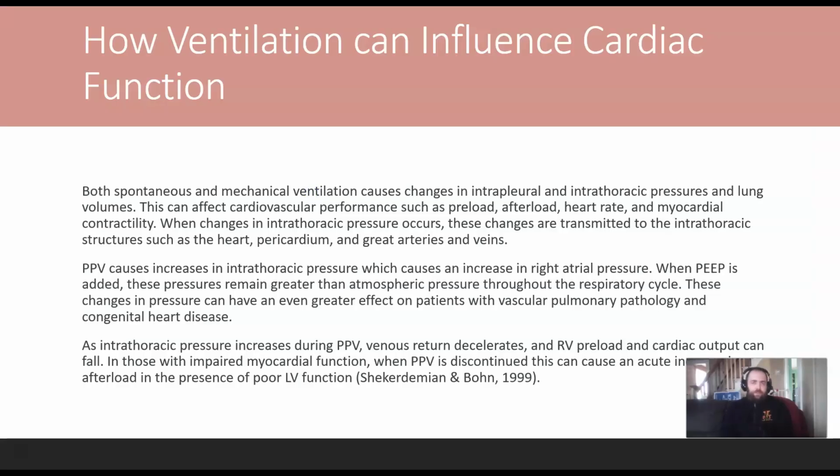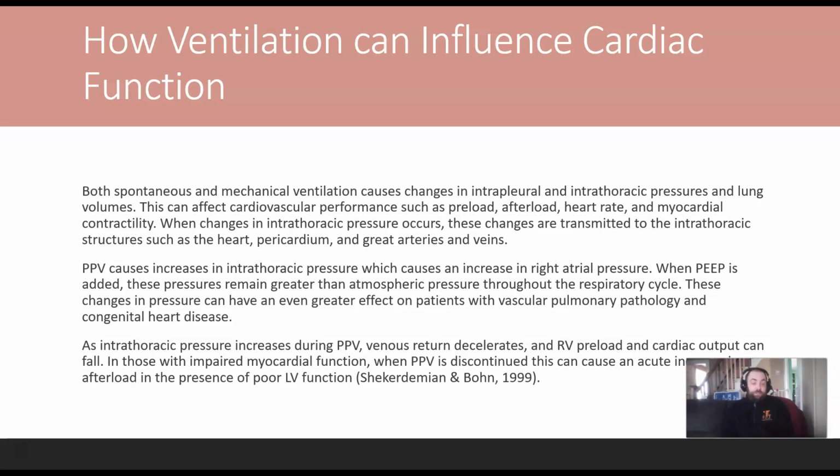So how can ventilation influence cardiac function? Through both spontaneous and mechanical ventilation, changes occur in the intrapleural and intrathoracic pressures and lung volumes. This can affect cardiovascular performance, such as preload, afterload, heart rate, and myocardial contractility. When changes in intrathoracic pressures occur, these are transmitted to the intrathoracic structures, such as the heart, the pericardium, and the great arteries and veins.